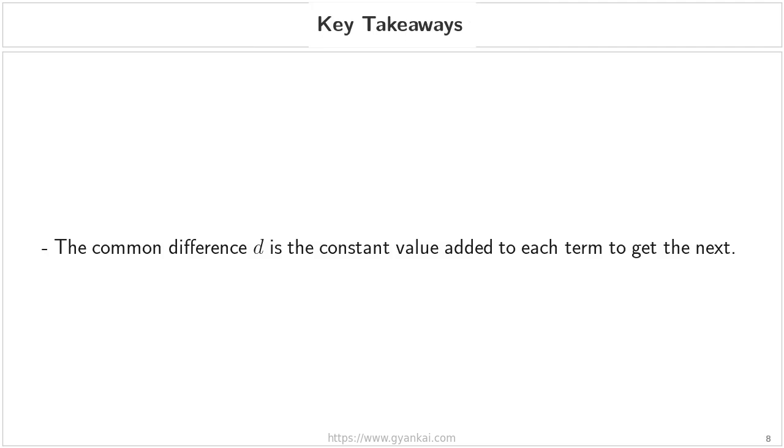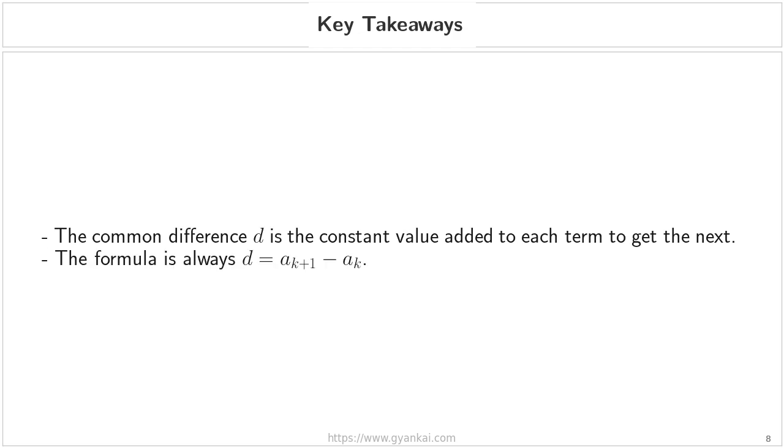Key takeaways. First, remember that the common difference, which we denote in lowercase d, is that constant, unchanging value that we add to any term in an arithmetic progression to arrive at the very next term. Second, always keep this specific formula in mind. d equals a sub k plus 1 minus a sub k, as we discussed earlier in the lesson. The order here is vital. You must always subtract the preceding term from the succeeding term.